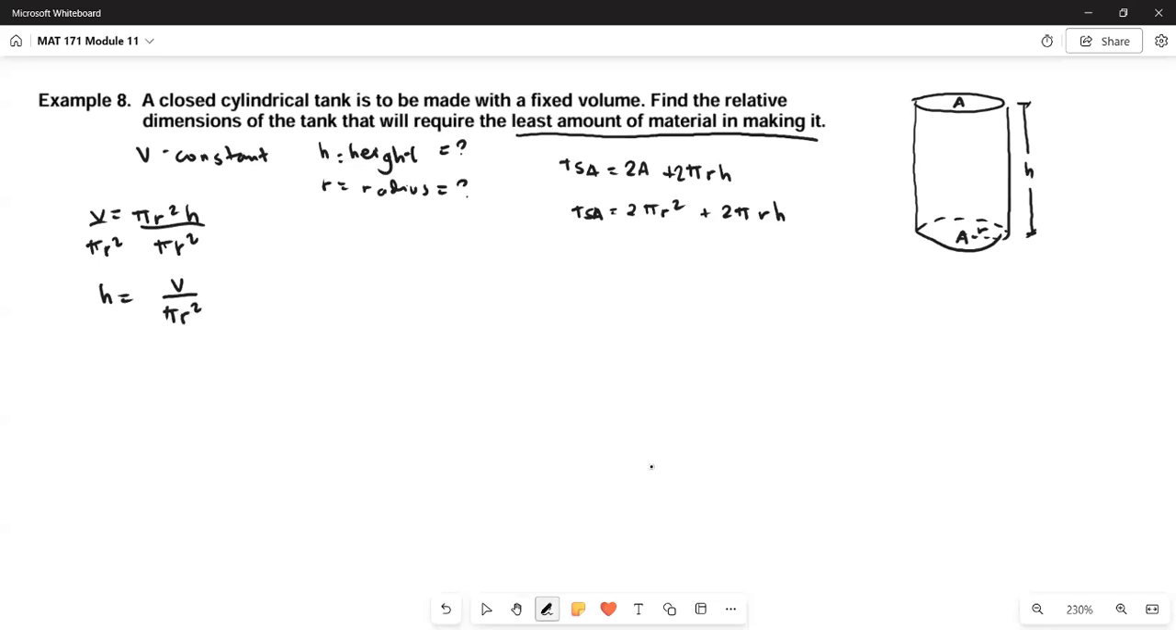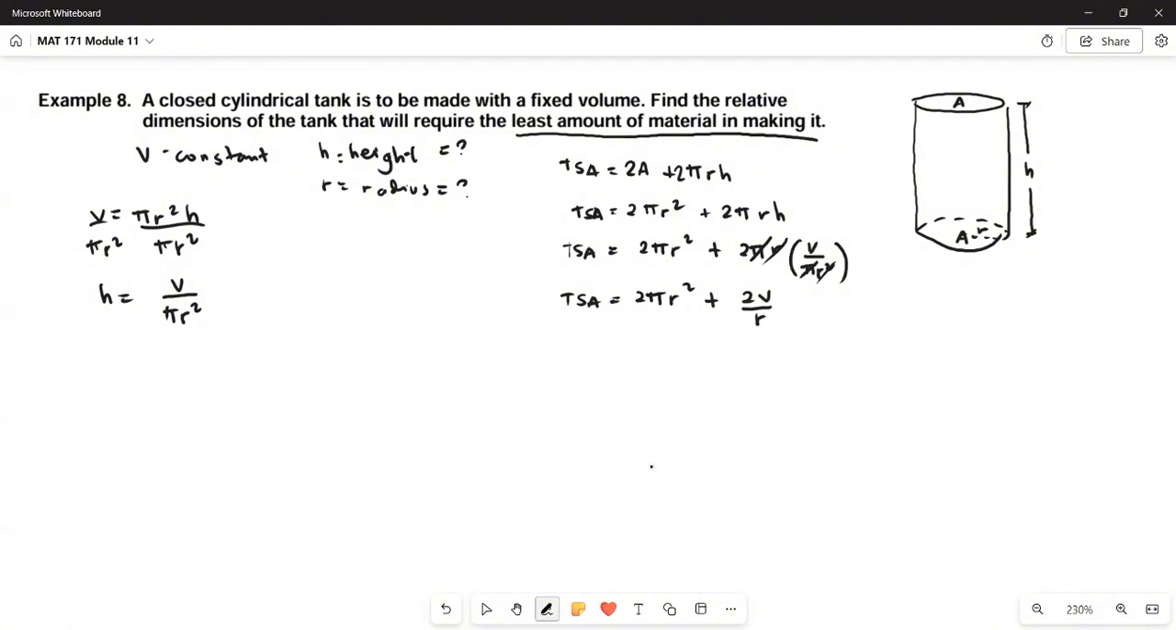Balik tayo sa formula, sa equation ng TSA. So TSA is equal to 2 pi r squared plus 2 pi r h. Dito tayo magsa-substitute. 2 pi r times v over pi r squared. So as you can see, may pi sa taas, may pi sa baba. May r din, bawasan natin ng r yung nasa baba. So simplifying, we will have TSA is equal to 2 pi r squared plus 2v over r.